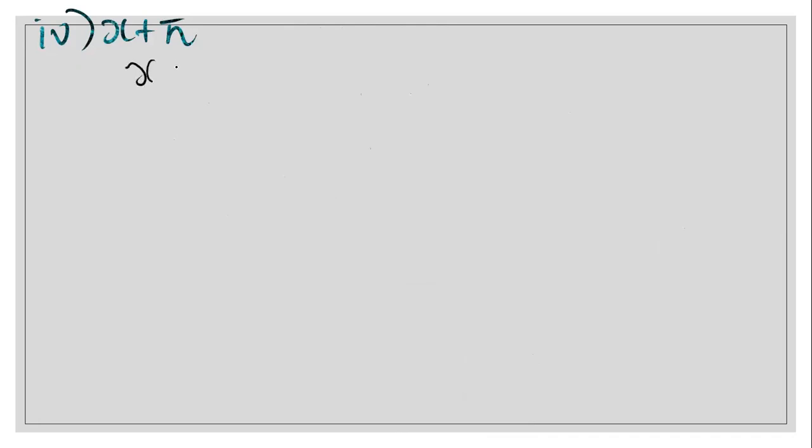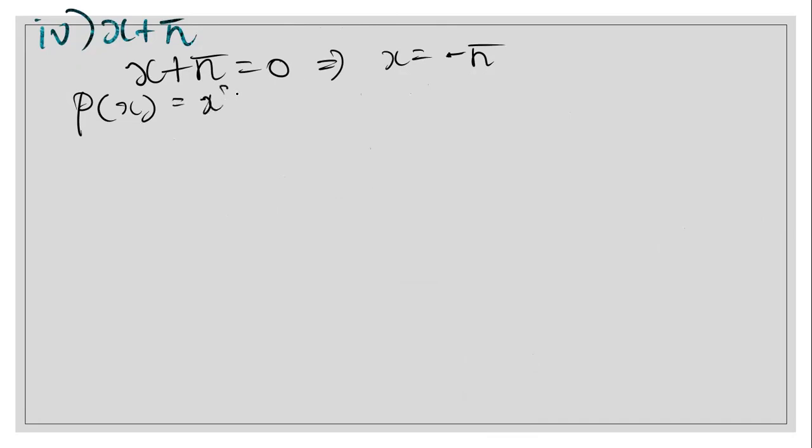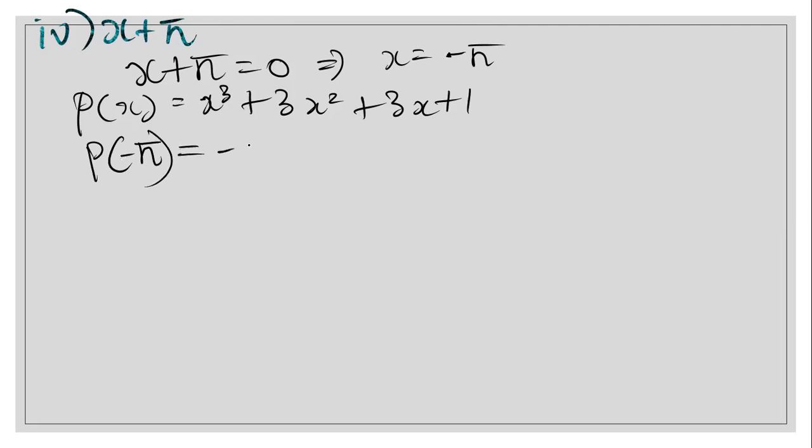So now let's move on to x plus pi. Oh, interesting. We've seen such a type first time, no? So x plus pi is equal to 0. So x is equal to minus pi, correct? So now p of x is equal to x cube plus 3x square plus 3x plus 1, right? So p of minus pi, remember the minus sign is very important. Many of us make a mistake in this minus sign itself, right?